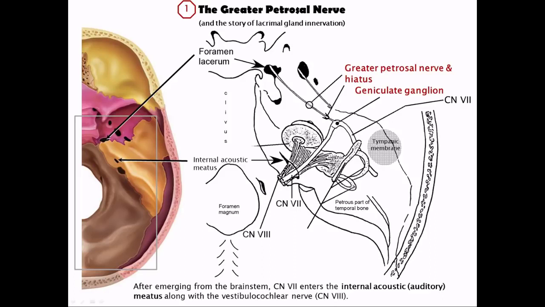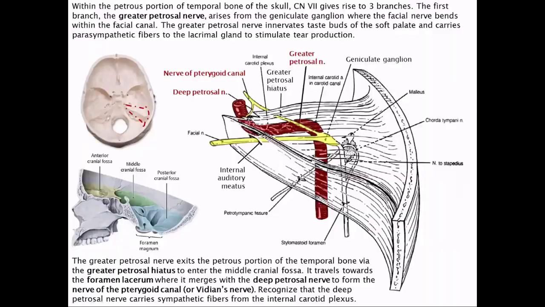The greater petrosal nerve exits from the facial canal via the greater petrosal hiatus. It then courses along the floor of the middle cranial fossa until it enters the foramen lacerum. Before leaving the middle cranial fossa, the greater petrosal nerve unites with the deep petrosal nerve to form the nerve of the pterygoid canal, also called Vidian's nerve.